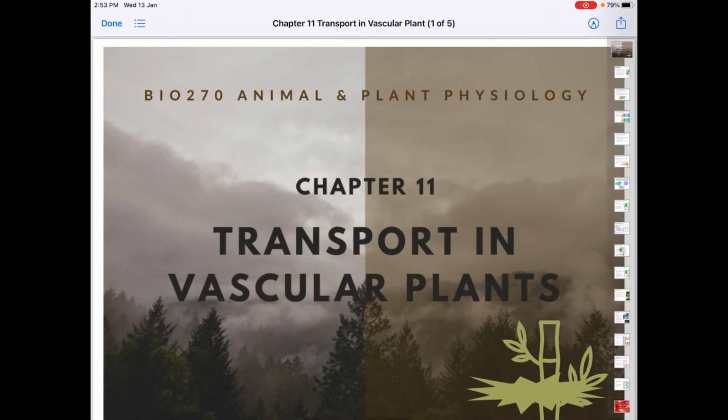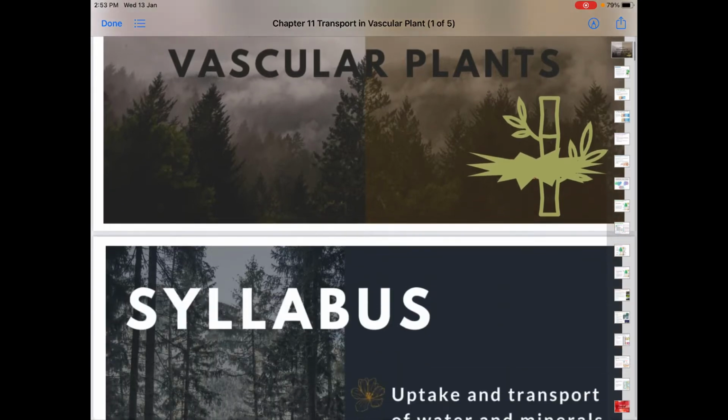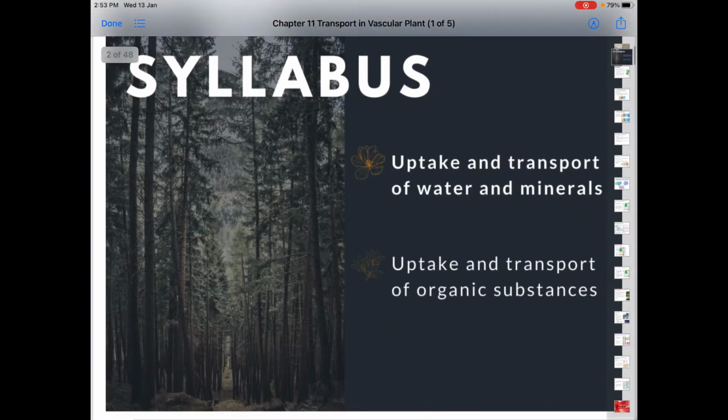So we'll continue on our lecture, chapter 11, transport in vascular plants. From the word vascular plant, it means that group of plants having xylem and phloem. That's why we call them vascular plants.